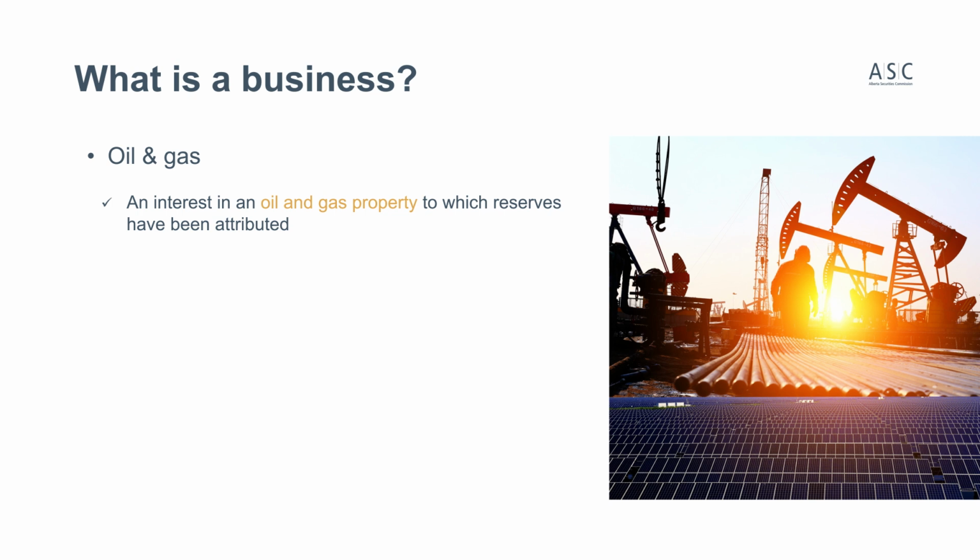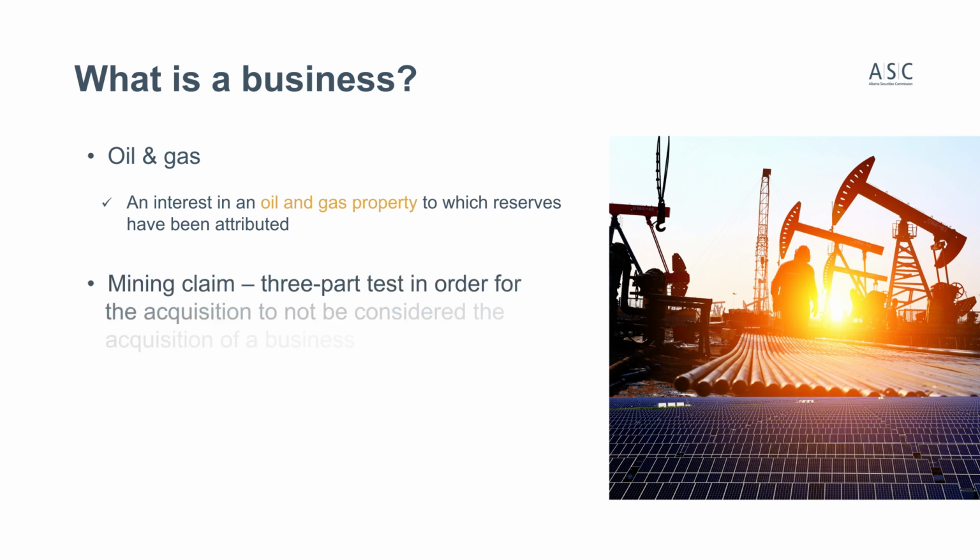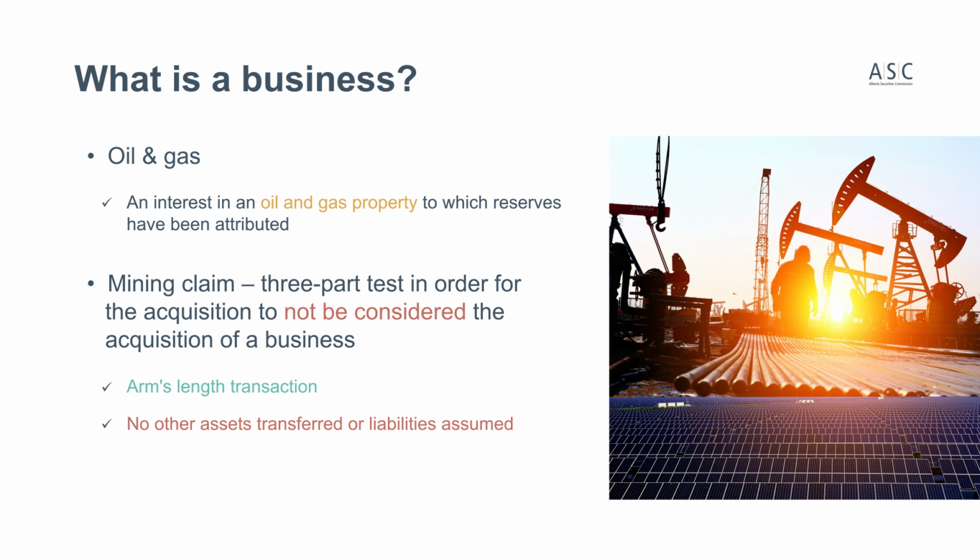The second scenario addressed is an acquisition of a mining claim. The companion policy to National Instrument 51-102 states that if the three criteria outlined in the companion policy are met, then we would not consider the acquisition of mining assets to be the acquisition of a business. First, the transaction would have to be an arm's length transaction. Second, no other assets would be transferred or liabilities assumed. And finally, there could not have been any exploration, development, or production on the claim in the 2 years prior to the acquisition.